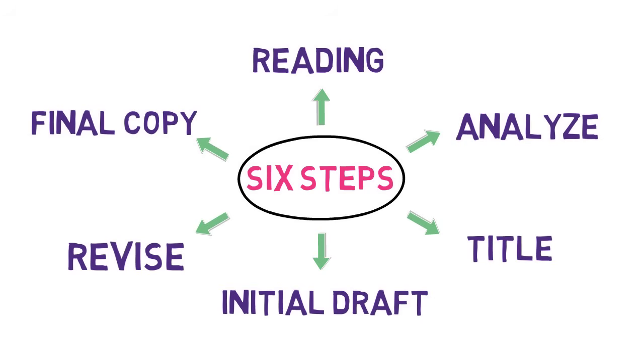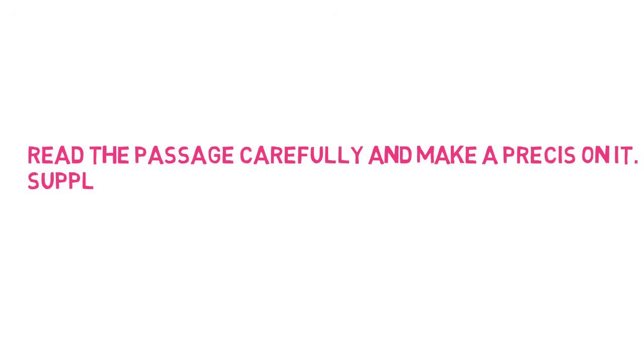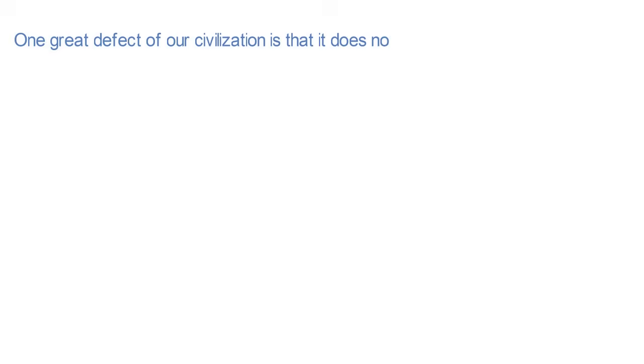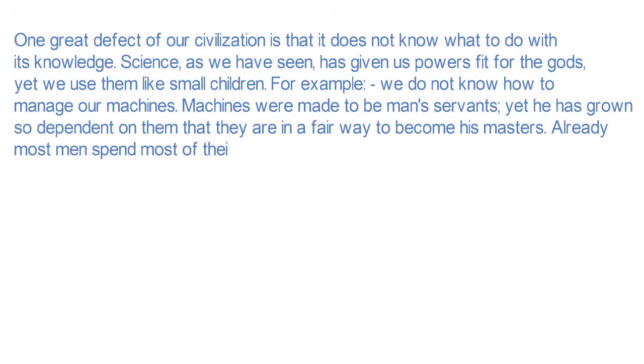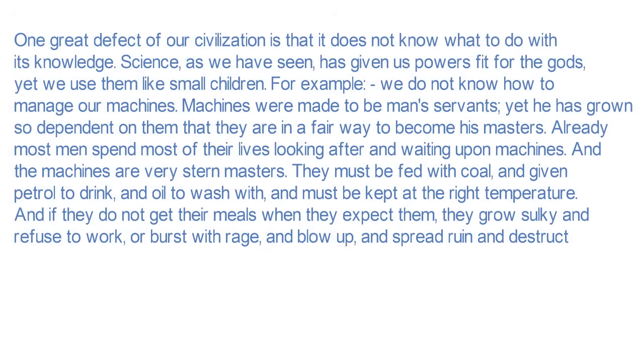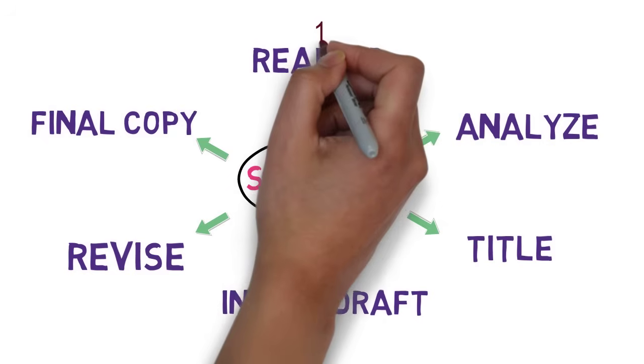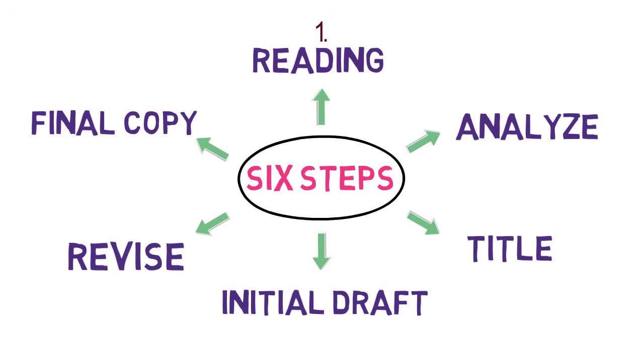Now, let's understand these steps by an example. The question is, read the passage carefully and make a Precis on it. Supply an appropriate title also. The passage is here. Now let's write this passage by the steps that we just learned. Let's start with the first step. Step 1. Read the passage multiple times. Let me read the passage.